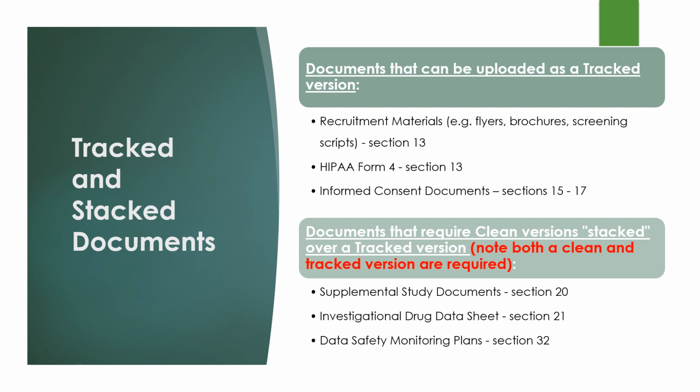Tracked and stacked documents. Documents that can be uploaded as a tracked version include recruitment materials, such as flyers, brochures, and screening scripts in Section 13, the HIPAA Form 4 in Section 13, and the informed consent documents in Sections 15 through 17. The documents that require clean versions stacked over a tracked version, noting that both a clean and tracked version are required, include supplemental study documents in Section 20, investigational drug data sheet in Section 21, and the data safety monitoring plans in Section 32.